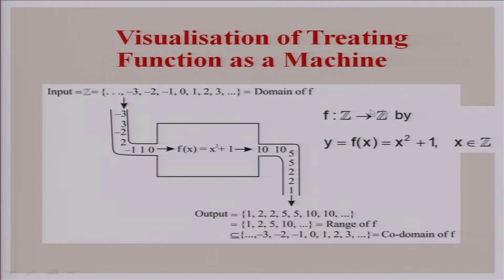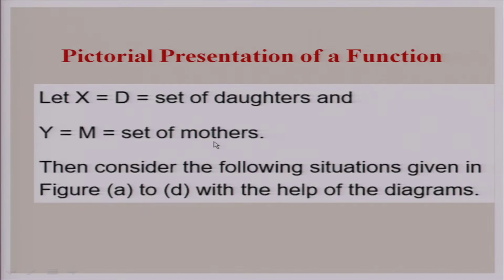If you define a function from Z to Z, f(x) = x square plus 1. Now you take the input 0: 0 square plus 1, the output is 1. If you take input as 1, output will be 1 square plus 1, which is 2. So this way you can visualize a function as a machine.